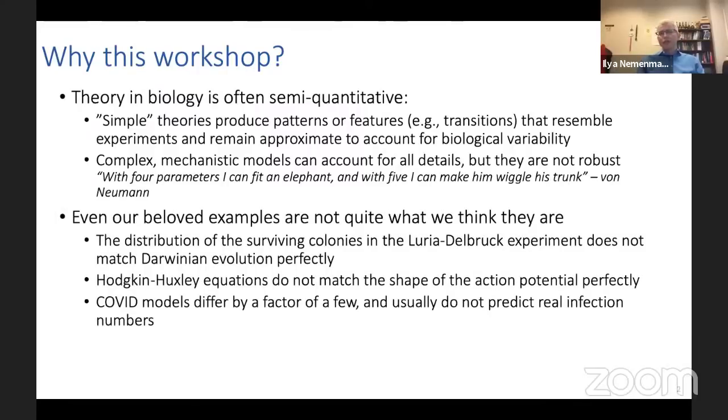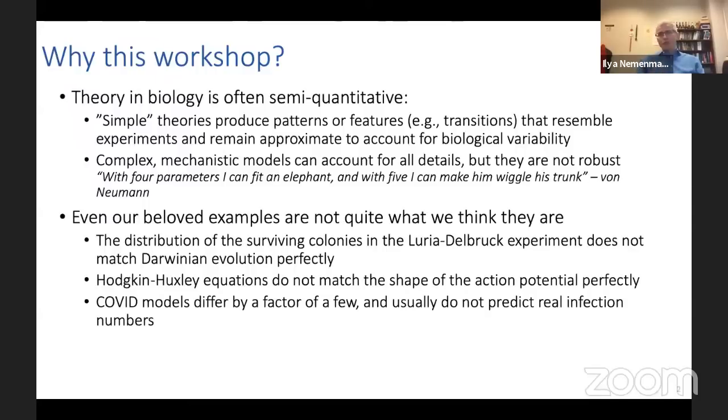If you look at the Luria-Delbrück experiment and check whether the model they developed predicts the actual distribution of the number of surviving colonies across the experiments, they do not quite match, right? Theory is not quantitatively precise. Hodgkin-Huxley equations at the same time do not produce the shape of the action potential that is exactly a match of what you would get in the giant axon. They're similar, but not exactly the same.